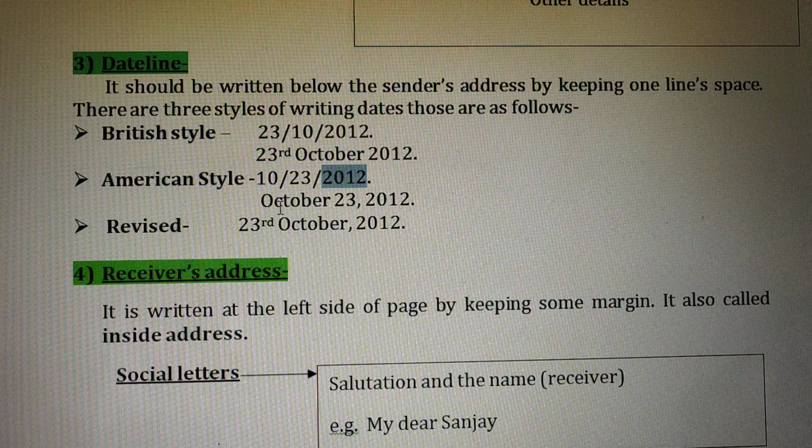Means in British writing, 23rd October 2012. In American, October 23, 2012. And the revised style is date, month, comma and year. This is the better way of writing the date.